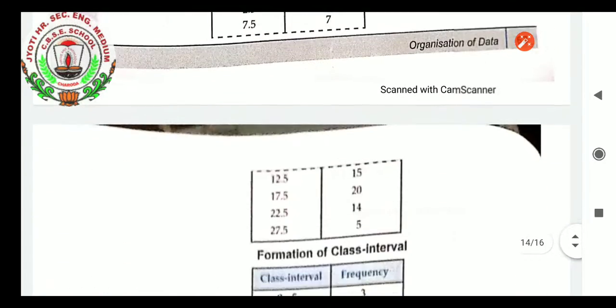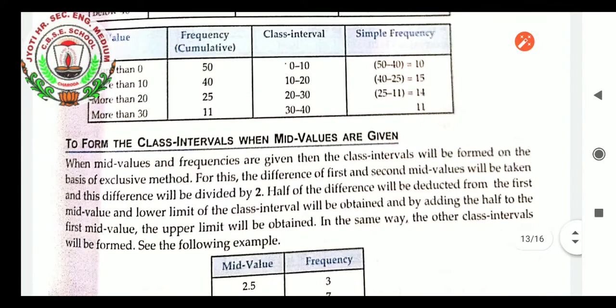So this was for today's class. Besides that, to form the class interval when mid values and frequencies are given, the class interval will be formed on the basis of the exclusive method. For this, the difference of the first and second mid values is taken and divided by 2. Half of the difference is deducted from the first mid value to get the lower limit of the class interval, and added to the first mid value to get the upper limit.